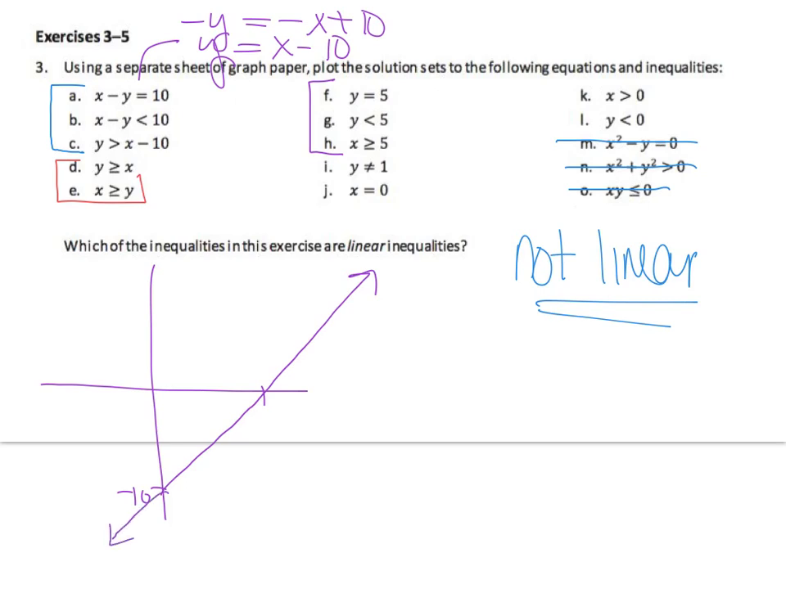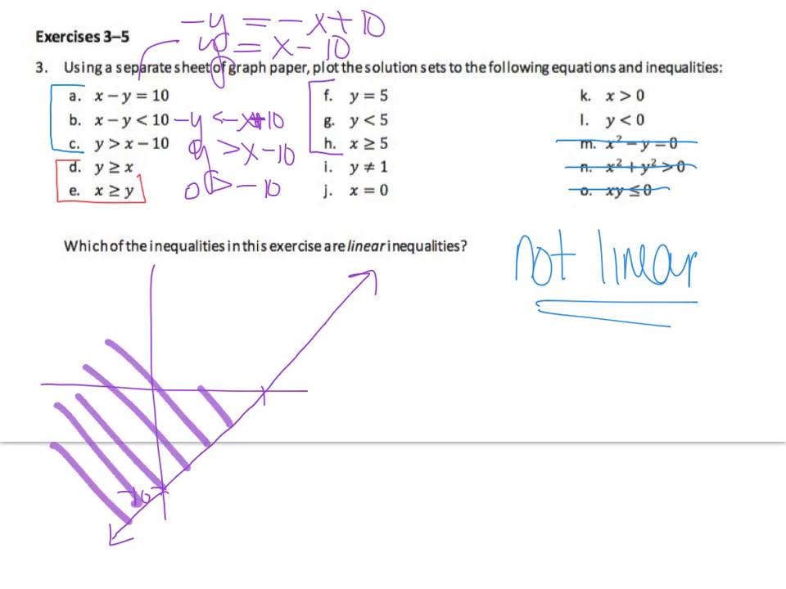Cool? All right, now for this next one, I'm going to have negative y is less than negative x plus 10, multiply everything by negative 1, and I get y is greater than x minus 10. So it's the same line because my y-intercept is negative 10, my slope is 1, I just need to shade it. If I do that test point of 0, 0, I get 0 is greater than negative 10, which is true. So I want everything in here to be shaded. So we finished part A and part B.